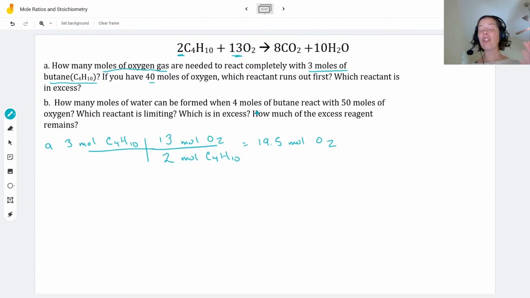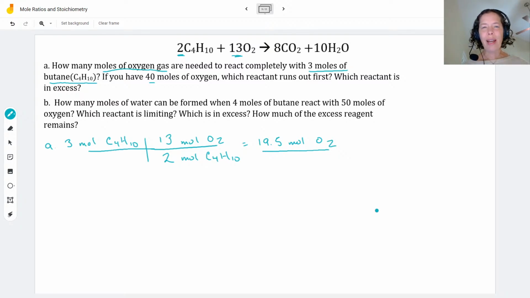Well, I can actually use the calculation that I just did, because if I've got 3 moles of butane, I need to have at least 19.5 moles of O2. So if I want to react all of that butane, if I want that butane to be completely gone, I need to have at least 19.5 moles of O2.